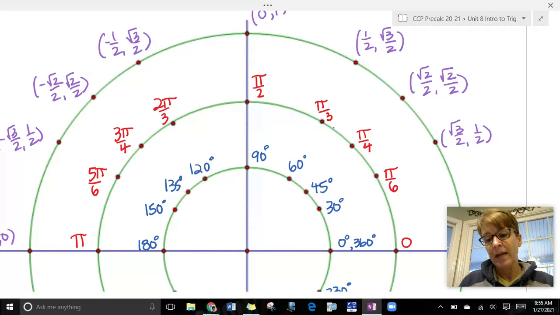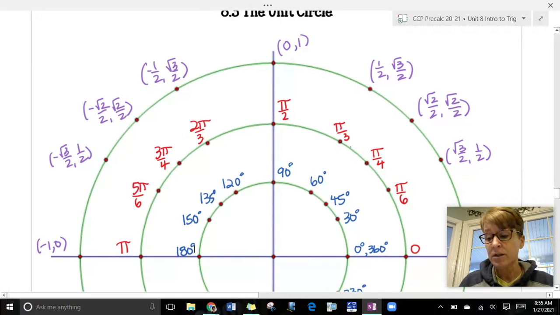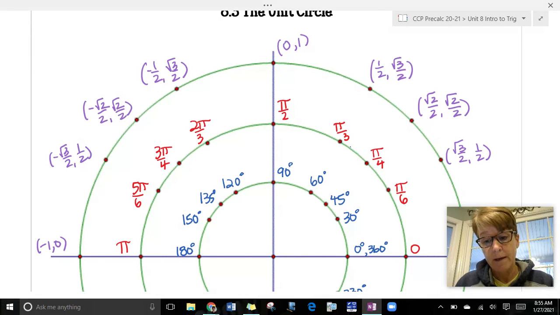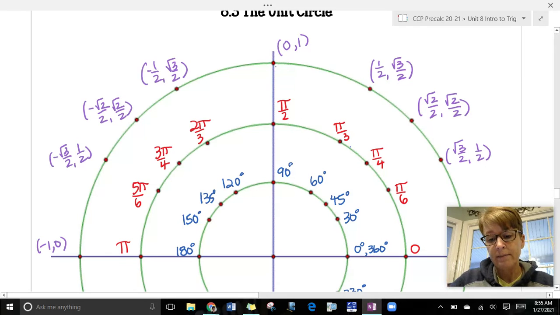And then in the outer ring, I actually put in the ordered pairs from all the points going around the circle. Remember, as a unit circle, we're just saying that the radius of the circle is 1. So if we go straight north at 90 degrees or pi over 2, that's 1 unit away, so that would be 0, 1. 1 unit out to the left would be -1, 0, etc.